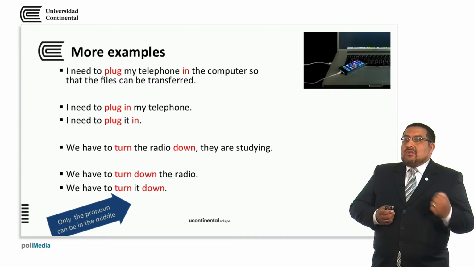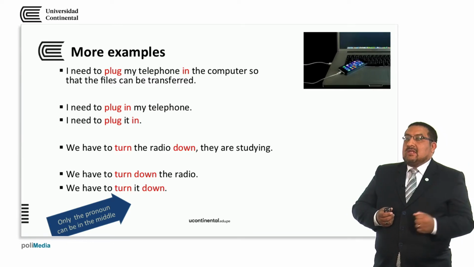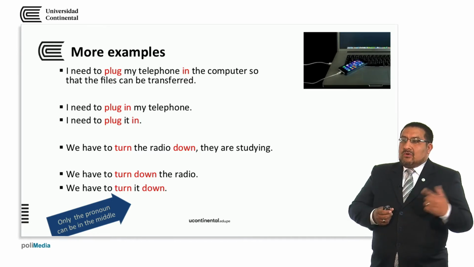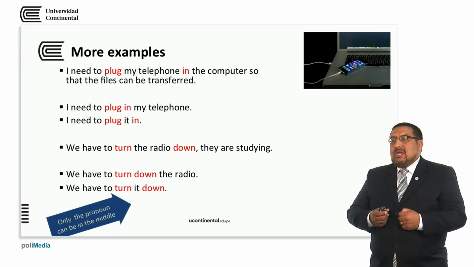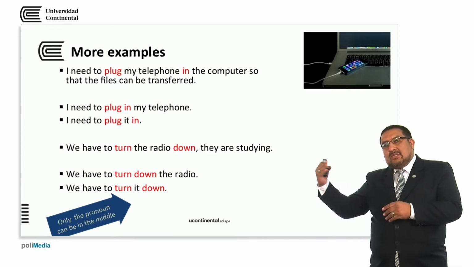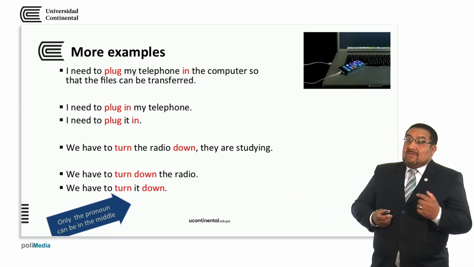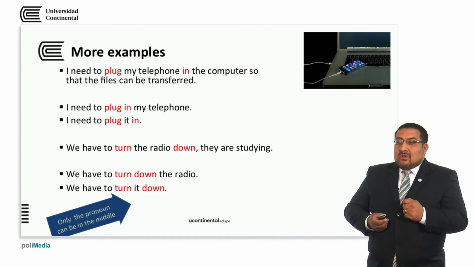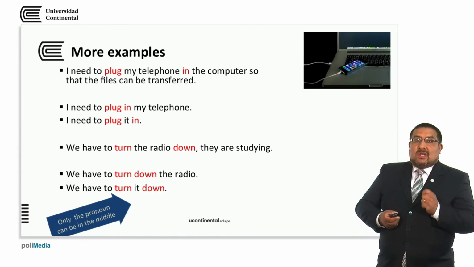We have to turn the radio down. They are studying. You see, turn the radio down. The radio is in the middle. Or you can say, we have to turn down the radio. You join the verb, put it together, and the radio is in the final part. But if you decide to use it as a pronoun, in that case you say, you have to turn it down. Only the pronoun can be in the middle.